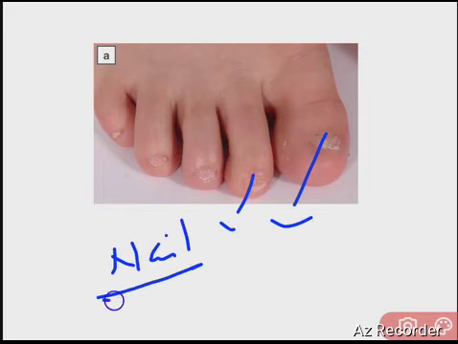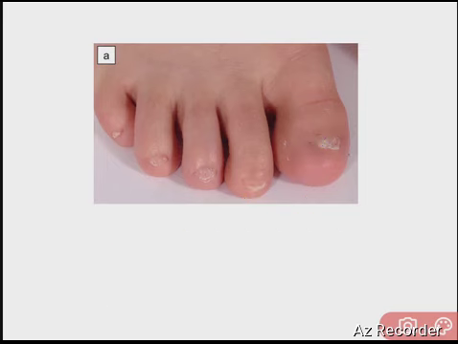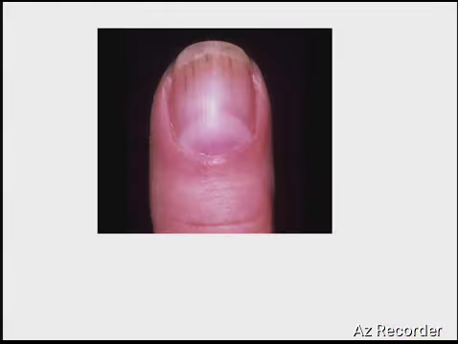Here we can see abnormally formed nail plates. The formation is abnormal. It is seen in congenital conditions like ectodermal dysplasia. The nail plate is not properly formed.